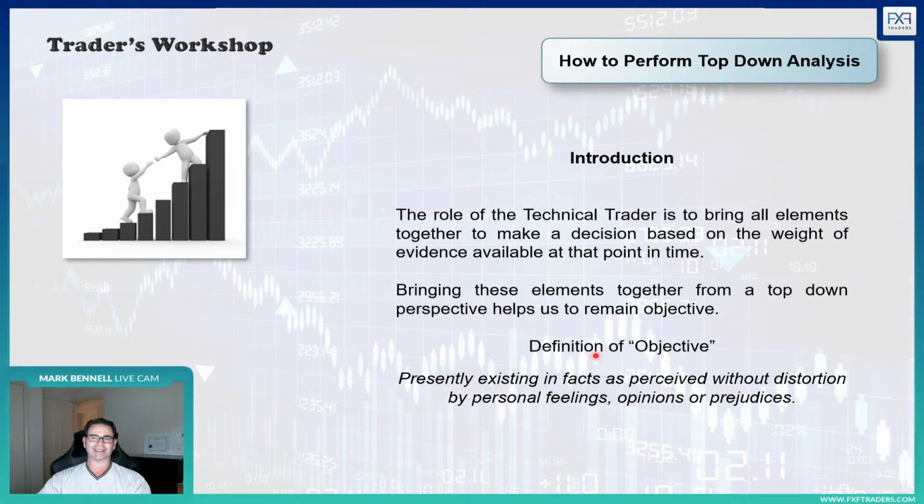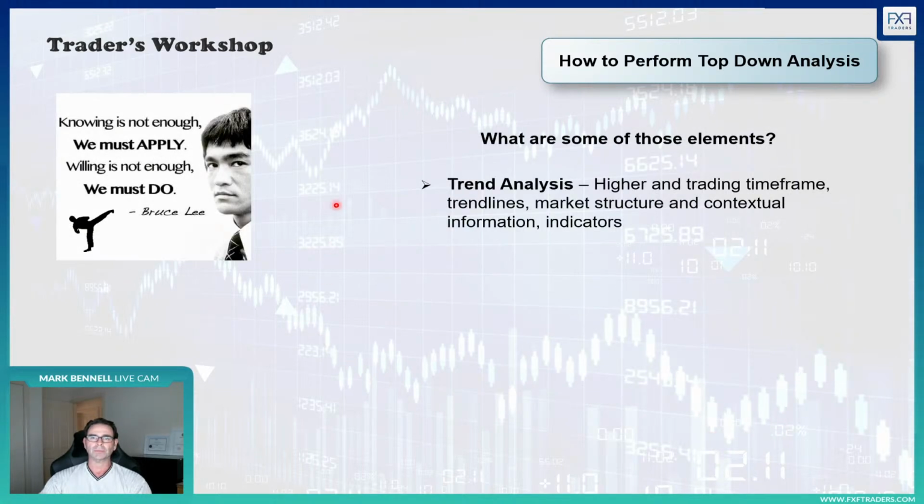So presently existing in fact, so this is what it's doing, this is the fact. As perceived without distortion, we could put without bias there as well. Personal feelings, so without our psychology getting in the way. Our opinion about that asset, or any prejudice we have. So what are some of those elements?